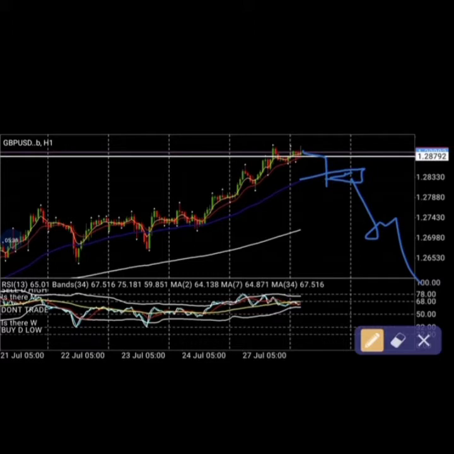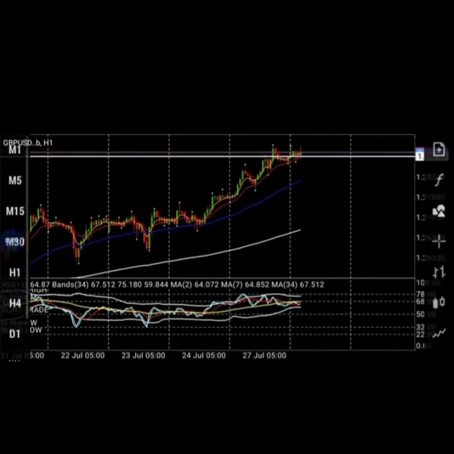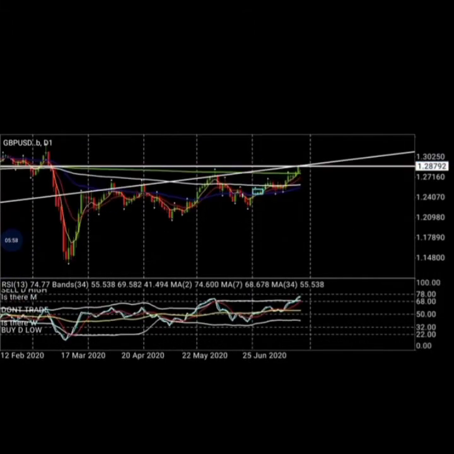But for now, I'm going to be taking a buy opportunity if I see one. If price should come here, I'll take a buy. So that's it. Looking at the daily charts, we want to have a daily bearish close before we start selling the GBP USD.